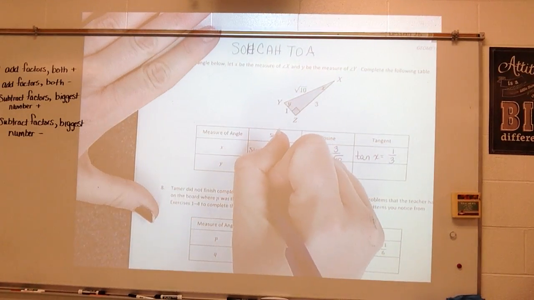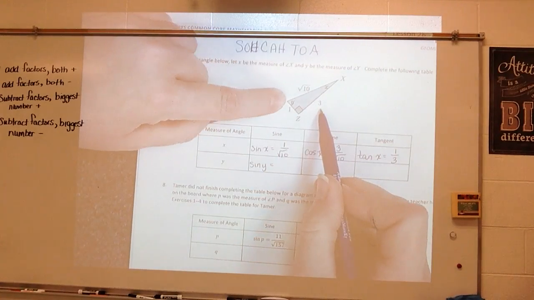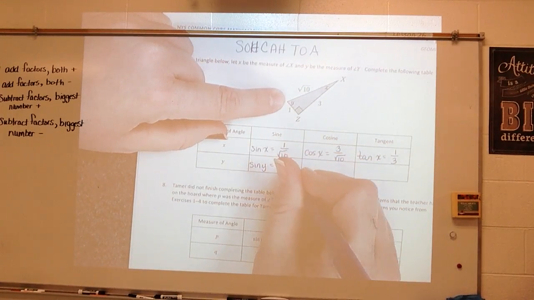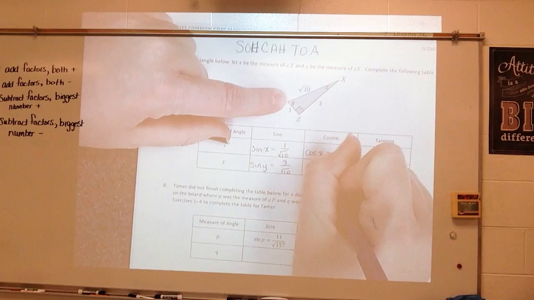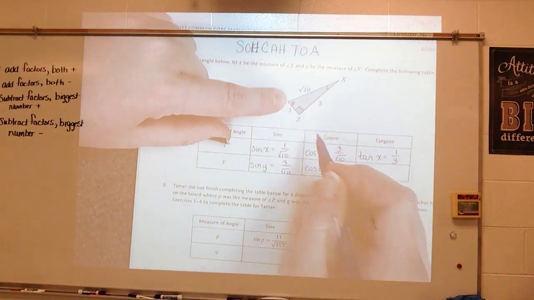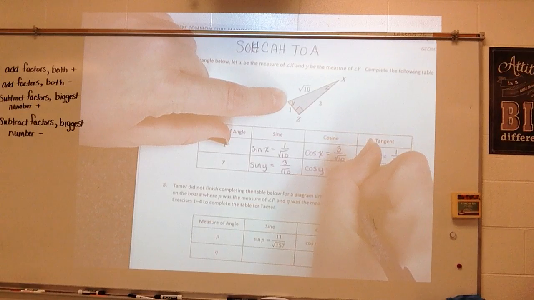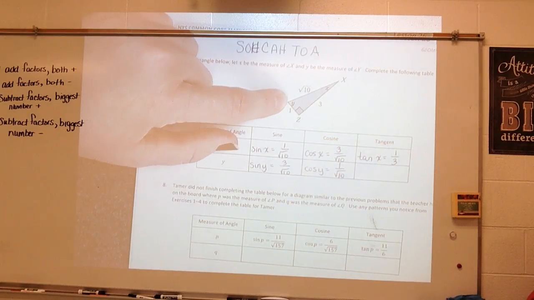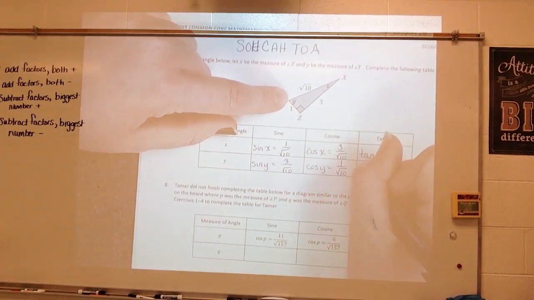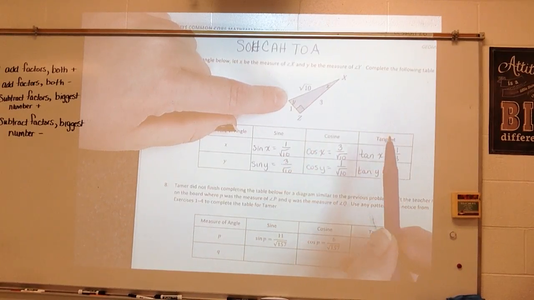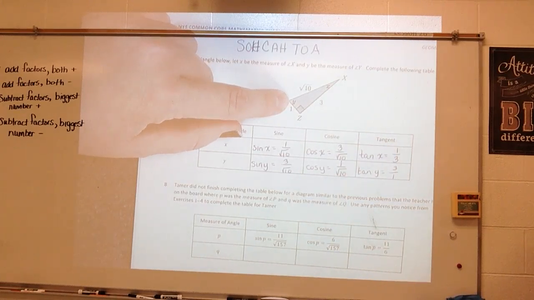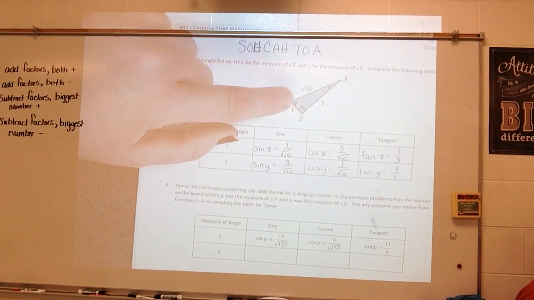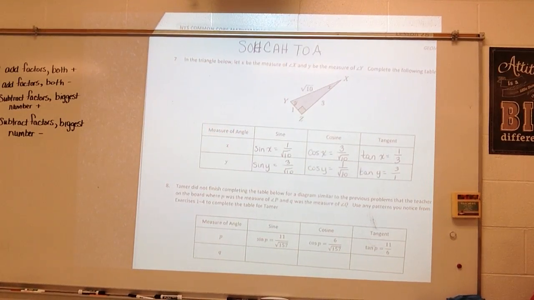Alright, and then the sine of y. So we're switching angles here. We're looking at the opposite, which is 3 over the hypotenuse, which is the square root of 10. Cosine of y is the adjacent over the square root of 10, so 1 over the square root of 10. And then the tangent of y is equal to the opposite, which is 3, over the adjacent, which is 1. You can leave it 3 over 1 or you can write 3, but normally you're going to see it left as 3 over 1.